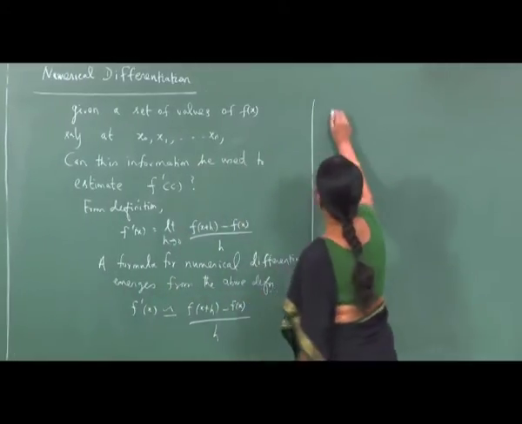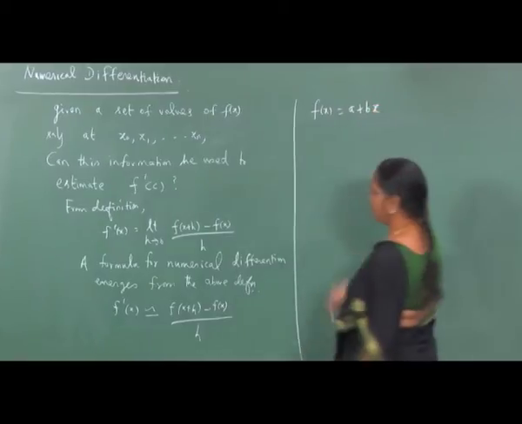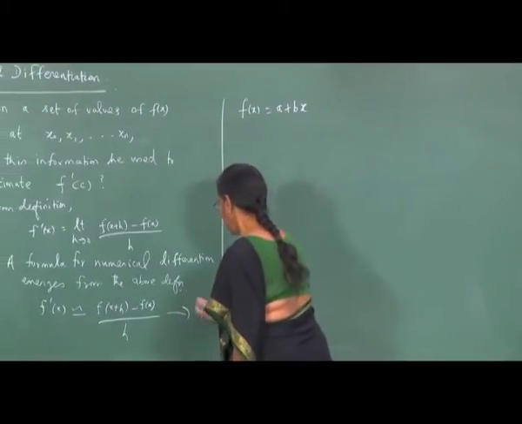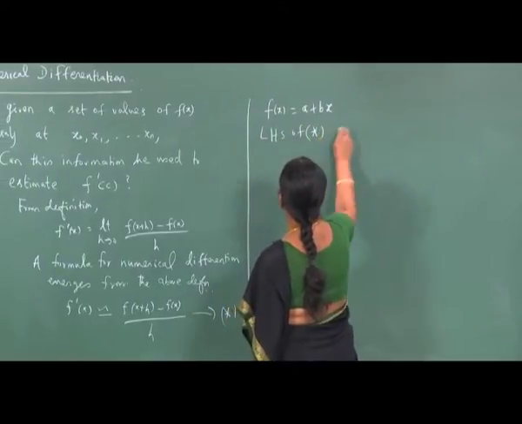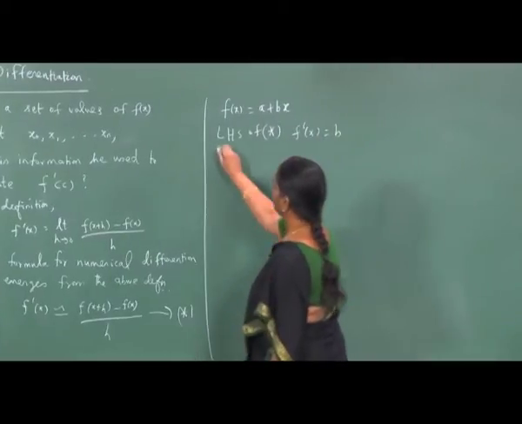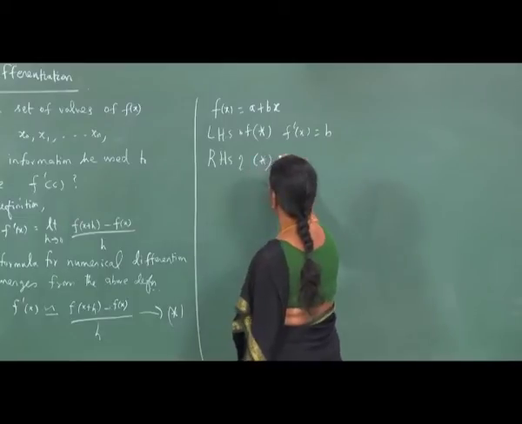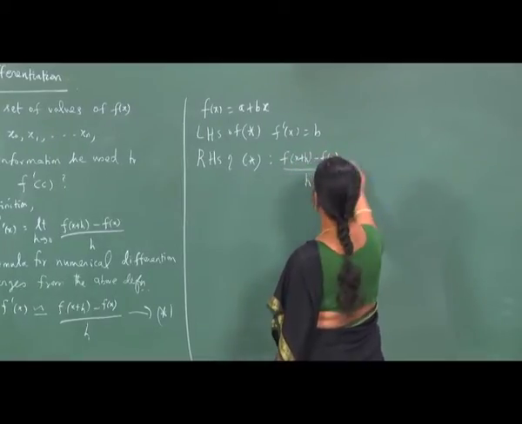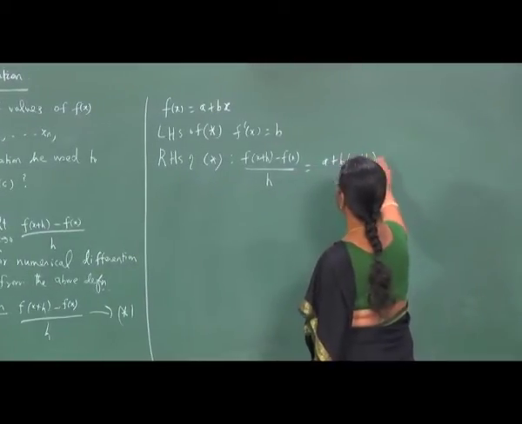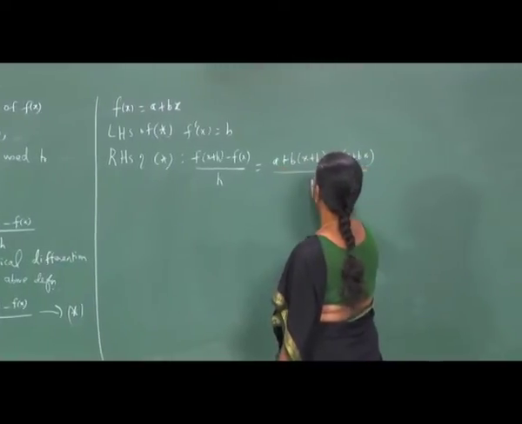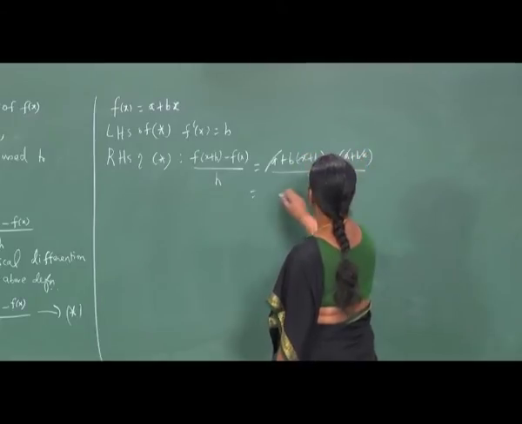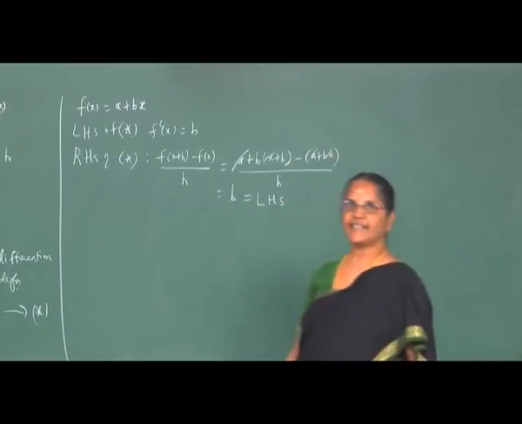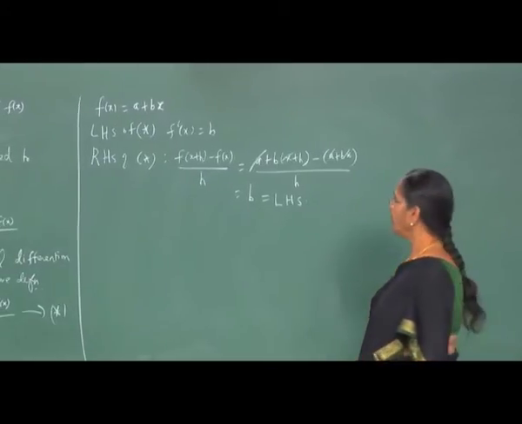Suppose, say, f of x is a linear function a plus bx, and let us see what this formula tells us. Suppose I call this as star, then left hand side of star is f dashed of x and that is b. I compute the right hand side of star for this function. So, it is f of x plus h minus f of x divided by h. So, it is a plus b into x plus h minus a plus bx divided by h. So, that gives you bh by h, which is b, and this is the left hand side of star. So, the formula is exact for a linear function or a linear polynomial.